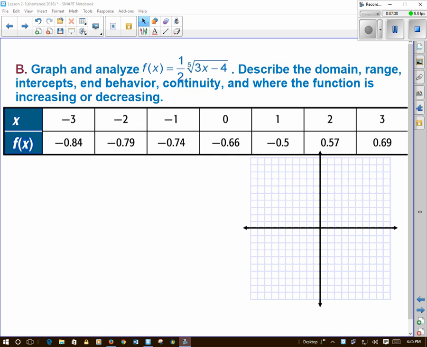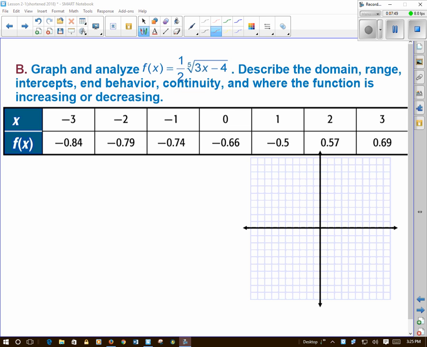With this next one, we have a little bit more complex function here. We want to look carefully at what's going on with this and see what's really going to affect the things that we're interested in finding: domain, range, intercepts, and so on. And what are some ways we can maybe simplify finding some of those?